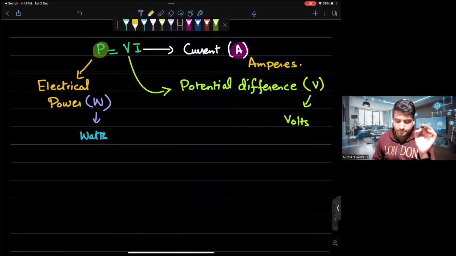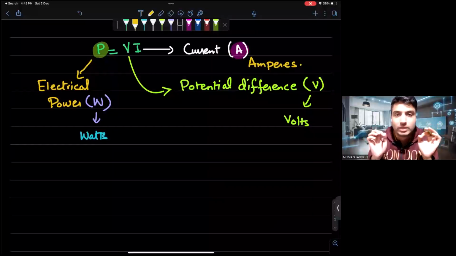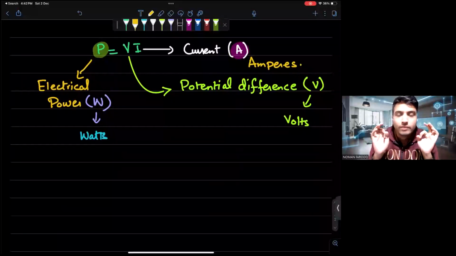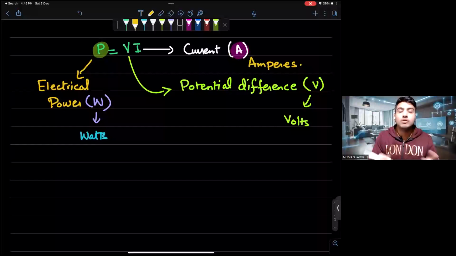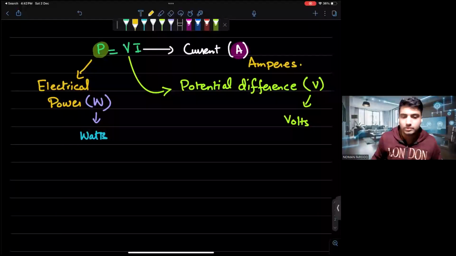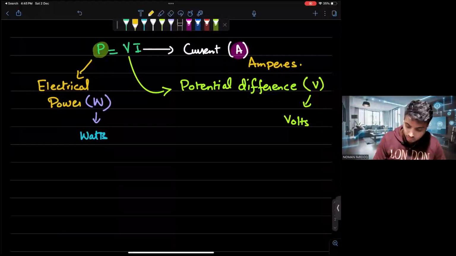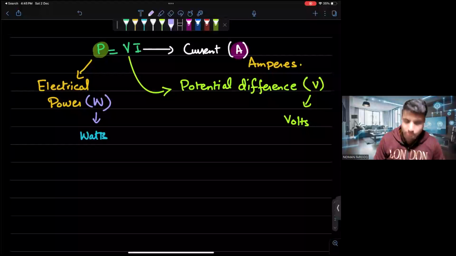All right. So basically, whenever in the question they talk about electrical power, to find out electrical power we need to use this formula, which is P is equal to VI. We need to learn the formula as well as their SI units. All right, please note it down. This is the first formula of electrical power.